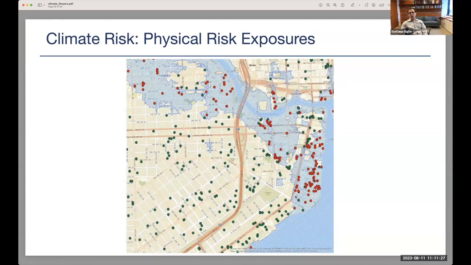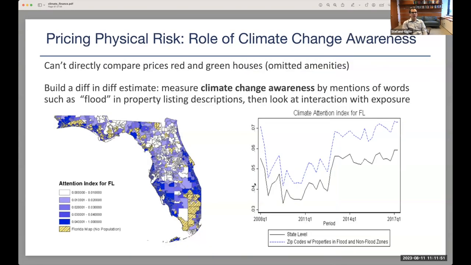So in an ideal world, the easiest exercise you could do is ask, look, if I take these red houses, and I look at the greenhouses, do I see that greenhouses are cheaper, right? That's a simple exercise. It doesn't make any sense. You wouldn't want to find that, of course, in the data, because if you've been to Miami, these houses are much nicer than these houses, right? Because you have the view, you have access to the beach. So you can do this kind of simple difference. So our idea was that we could maybe instead do a diff in diff.